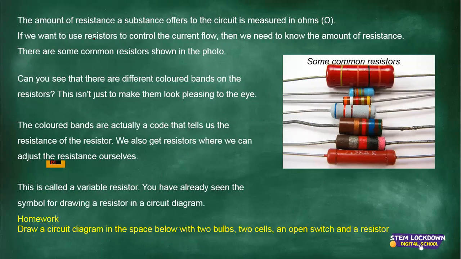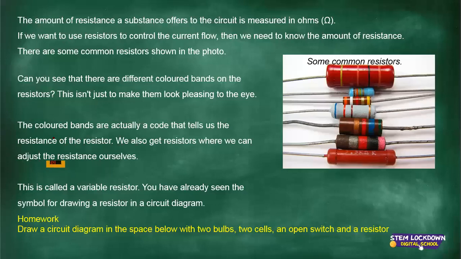Okay, if we want to use resistors to control the flow of electrical current, then we need to know the amount of resistance. So now if you look here at the picture, there's a whole lot of resistors, and you can see some are small and some are huge, and they all are varying lengths. Varying lengths means that they all have different lengths. So can you see what's common in all of this? Can you see the color bands on the resistors? This isn't just to make it look appealing to the eye. These color bands aren't just there to make it look pretty. They're there for a purpose.